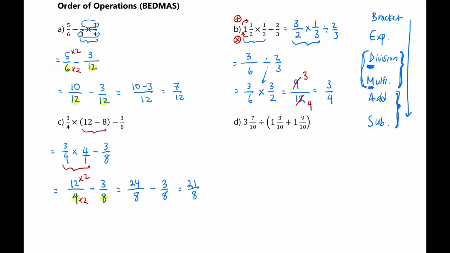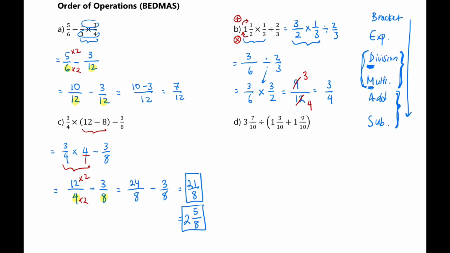You can convert this into a mixed number. It's totally up to you. Unless I instruct it, I don't suggest you do it. But if you were to do it, this is equivalent to 2 and 5 over 8 as a mixed number.